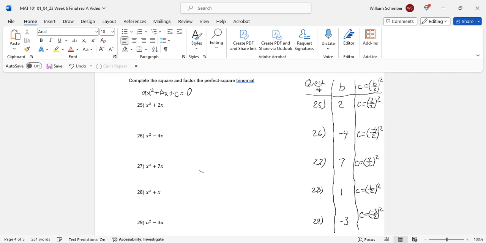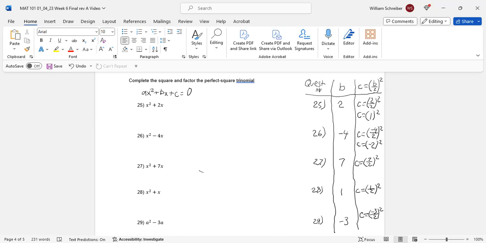Now we're going to take a quick look at the fraction in the parenthesis for the c value. If it equals a whole number, we're going to rewrite it. If it does not equal a whole number, then we're going to leave it as is. For 25, it's 2 over 2. That's 1, so c equals open parenthesis 1 close parenthesis squared. For 26, it's -4 over 2, which is -2, so it's open parenthesis -2 close parenthesis squared.